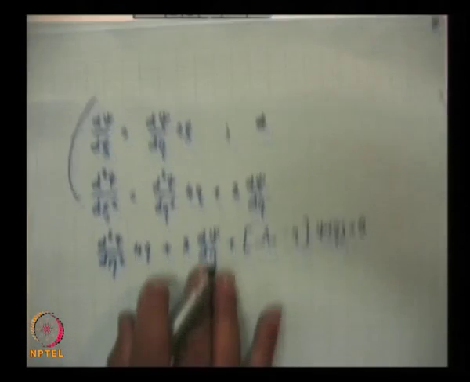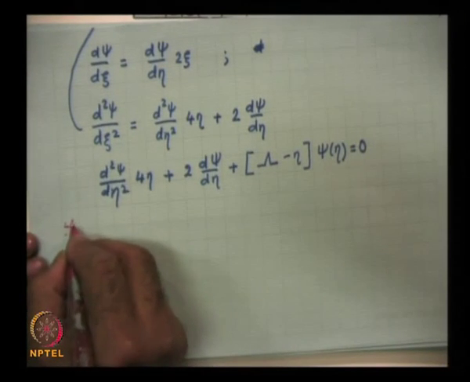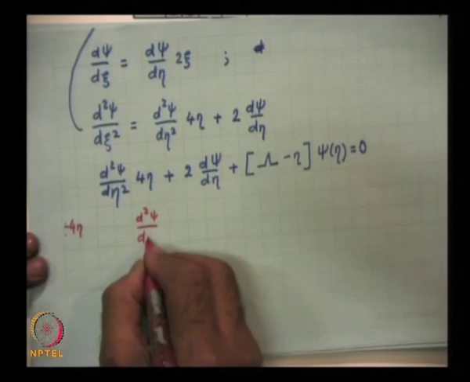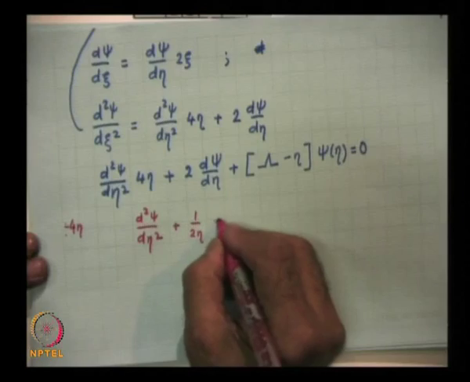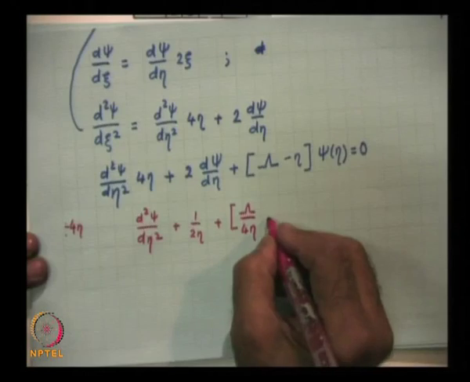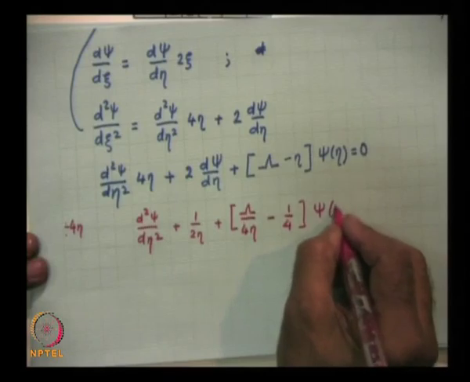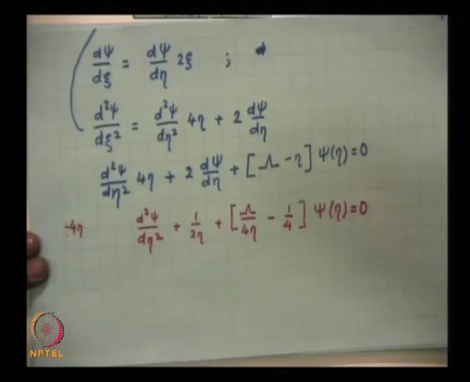So, I rewrite this. What I do is I divide by 4 eta, to obtain d2 psi by d eta square plus 1 over 2 eta plus lambda over 4 eta minus 1 by 4 psi of eta is 0. Everything till now is rigorously correct. There is no approximation that I have made anywhere.